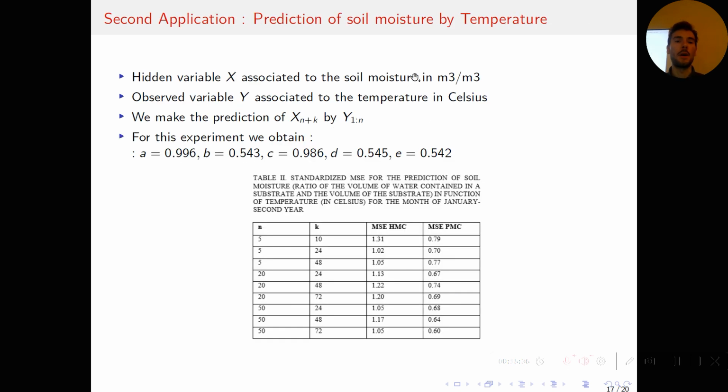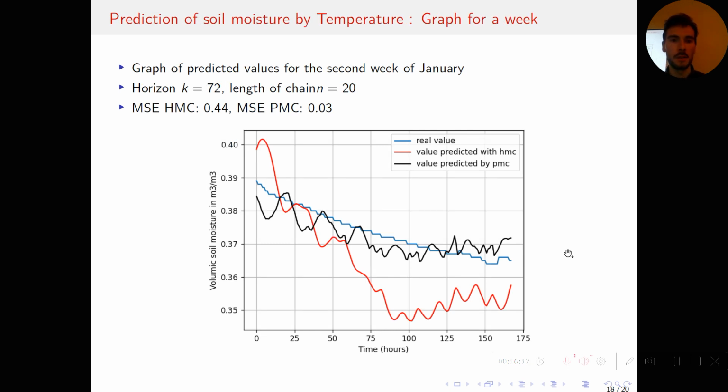For the second experiment, the hidden variable is associated to the soil moisture. The observed one is always the temperature. We obtain these values. In this case, it is more difficult to highlight a pattern for our MSE, but PMC is always better. And we can note some strange behavior in this case: when K increases, our prediction is better. So we are working on that to understand it. We have the idea, but it will be presented in a successive work.